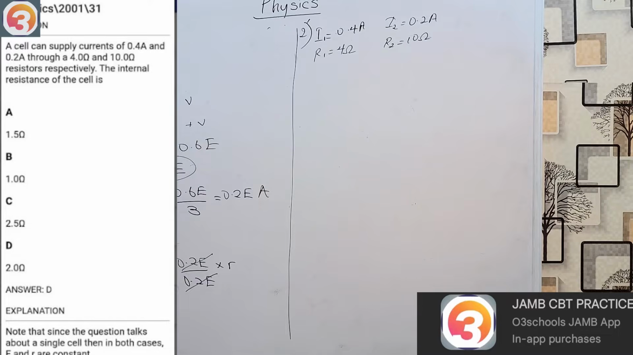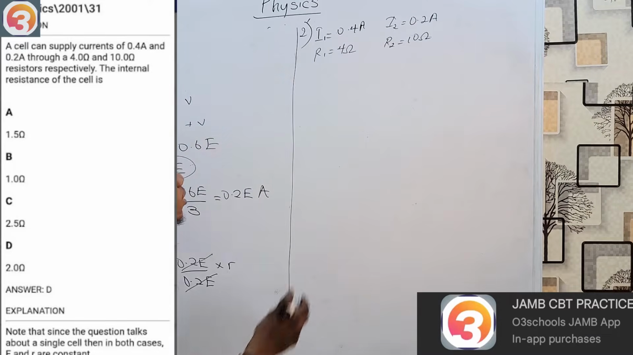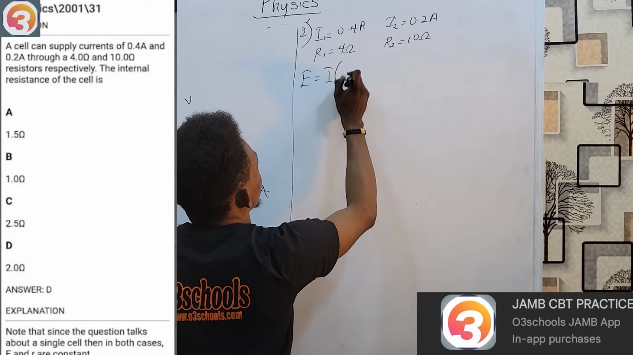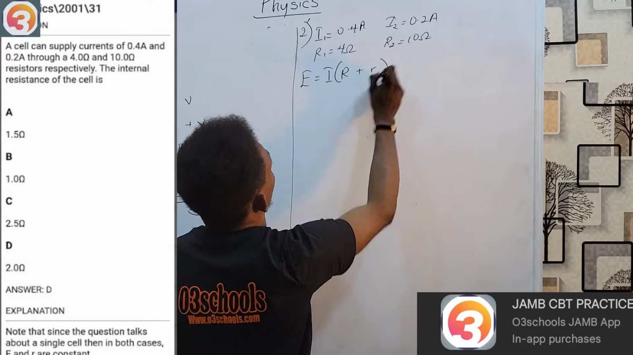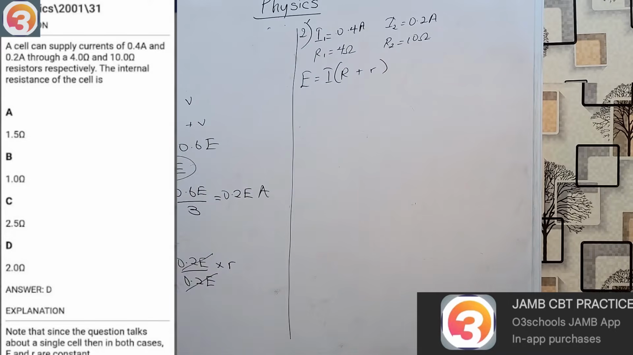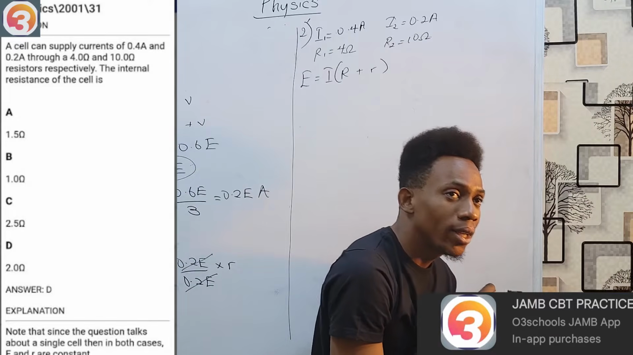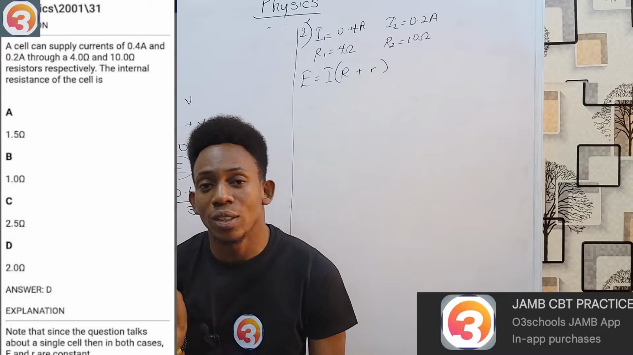What do we do? One more time, a bit of analysis. I know that EMF E must be equal to I into capital letter R plus small letter r. Okay, let's start with the first situation. All I know is that because it's the same cell, the EMF must be the same. So I don't need to have E1 and E2 because I know they are the same.